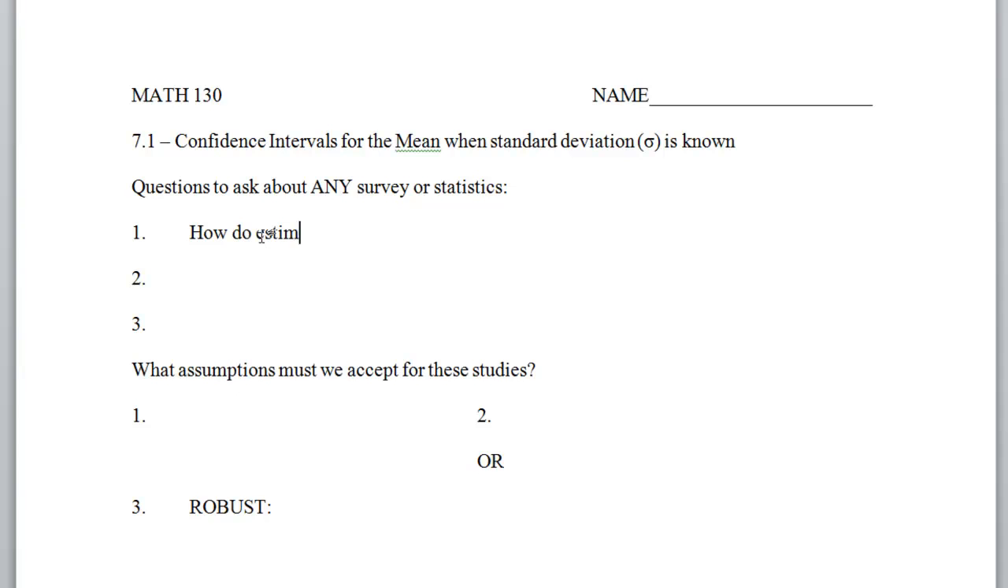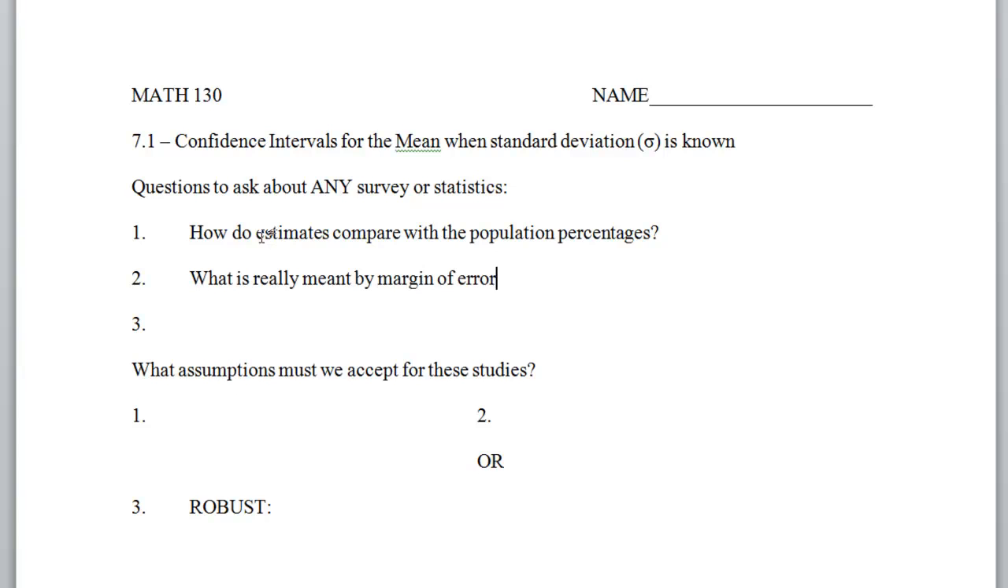How do these estimates that they're finding in the survey compare with the population and their percentages? So really, how close are these estimates to the real thing? What is really meant by the margin of error? So when they say something is between plus or minus 5%, what is that really talking about? And is that sample size big enough? Do they take enough pieces of data to ensure that they have everything that they need to make an assumption?